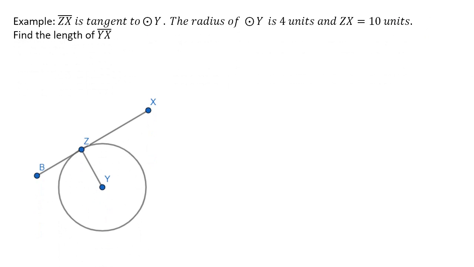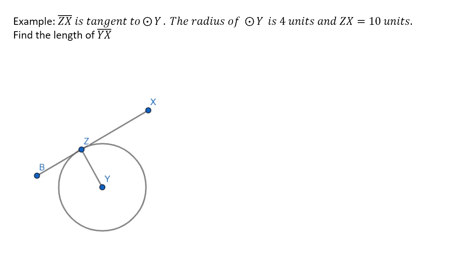So here we have that segment ZX is tangent to circle Y. The radius of circle Y is 4 units and ZX is 10 units. We need to find the length of segment YX.